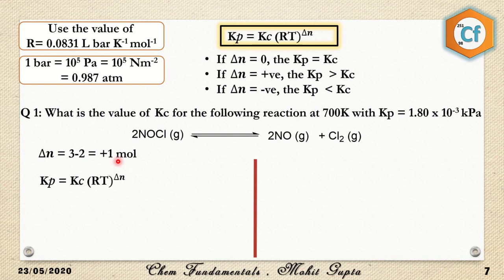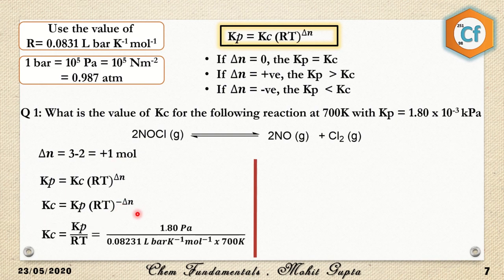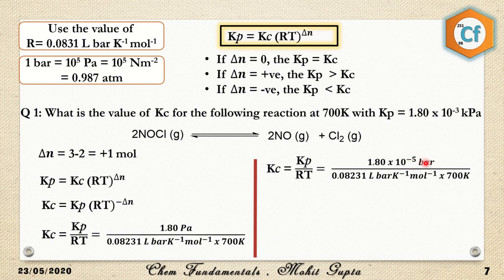Now we will substitute these values in the formula of Kp and Kc. In that case, we can write Kc is equal to Kp RT raised to minus delta N. So let's write it down. Kp is 1.8 into 10 to the power minus 3, and we have kilo, which is equal to 10 to the power 3. So 10 to the power minus 3 will get cancelled out by the 10 to the power 3. So it is 1.80 Pascal. The value of R I have written here. So here you have Pascal and here you have bar. So you know 1 bar is equal to 10 to the power 5 Pascal. So 1 Pascal is equal to 10 to the power minus 5 bar, and into 700 Kelvin. So 1.80 into 10 to the power minus 5 bar.